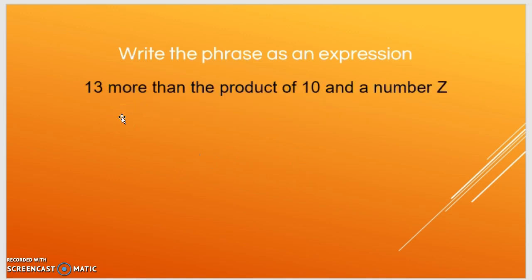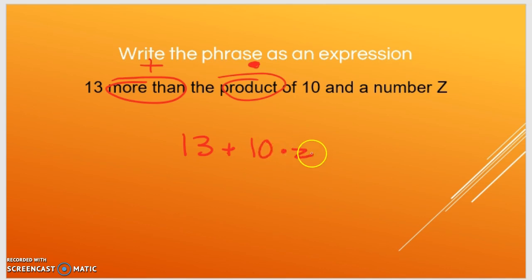Here we have 13 more than the product 10 and a number z. So I actually have two things. I have more than, which tells me to add, product, tells me to multiply. So I know I have 13 more than the product. Order doesn't matter for both of these, so I just need to make sure I put together what belongs together. So it says 13 more, so I'm going to put 13 plus the product of 10 and a number z. So that's 10 times z. Another way to write that is 13 plus 10z.